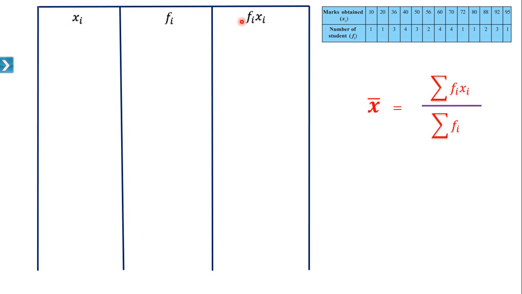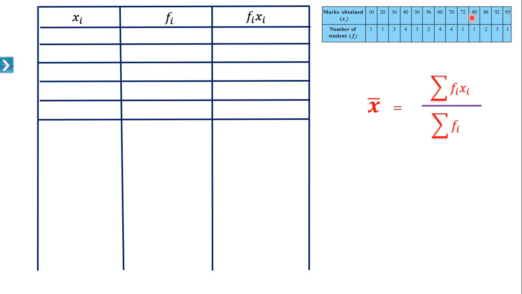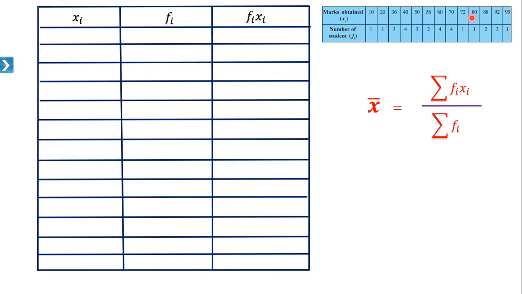3 columns, and how many rows do we have to draw? 1, 2, 3, 4, 5, 6, 7, 8, 9, 10, 11, 12, 13. We have to draw 13 rows, and the values of x i are 10, 20, 36, 40, 50, 56, 60, 70, 72, 80, 88, 92, 95.